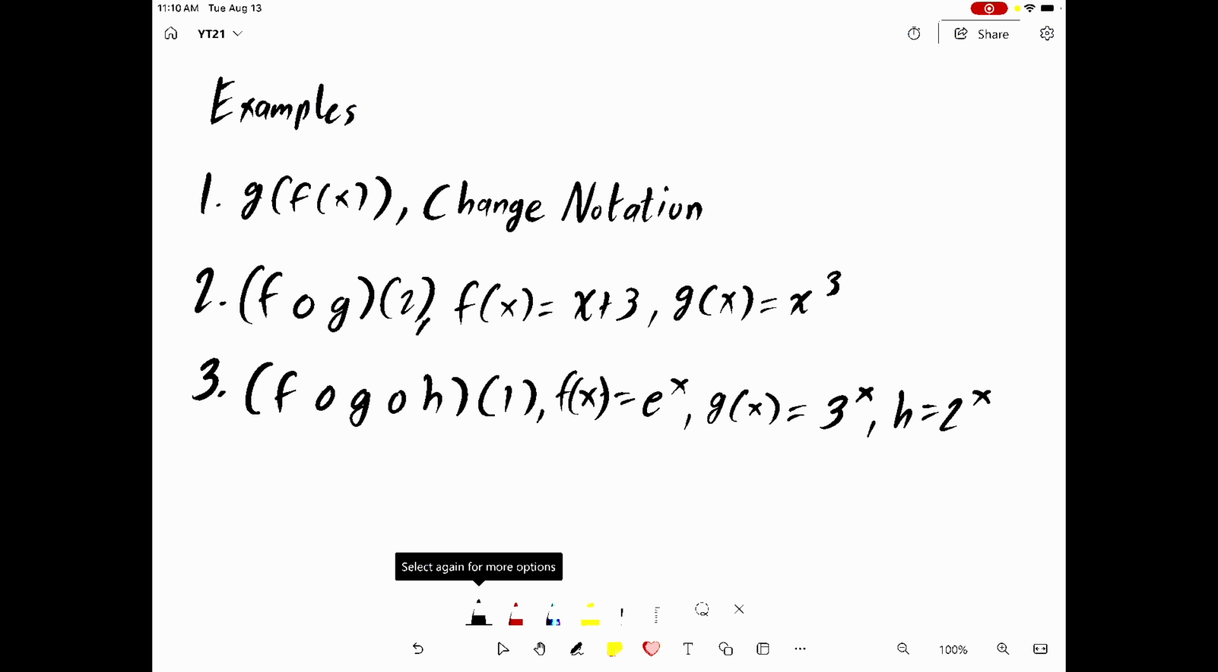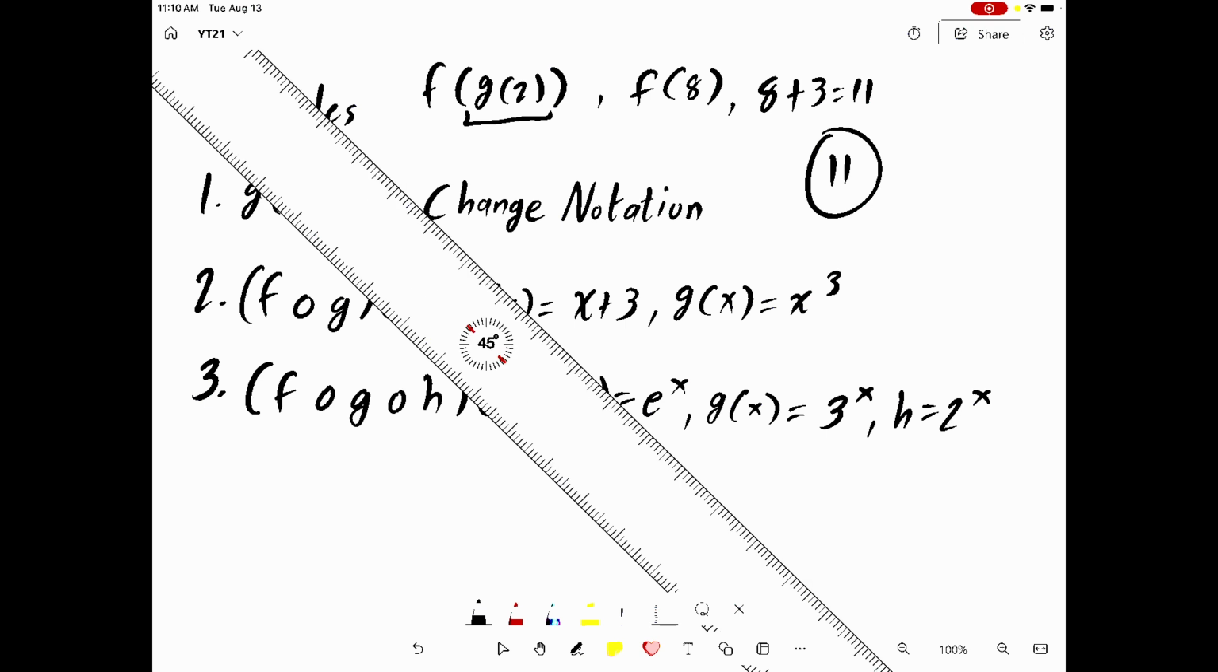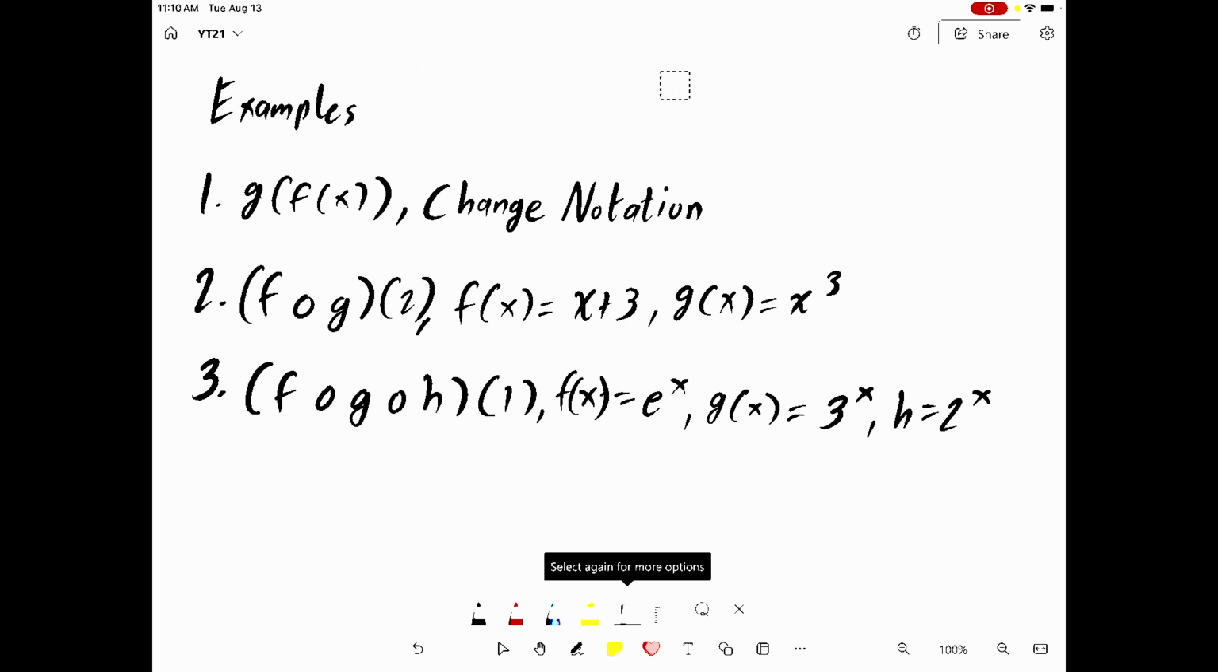Alright, we can start with turning this back into this notation, which is f of g of 2. So if we evaluate g of 2 first, 2 cubed is 8. So this becomes f of 8. After that, what we have to do is substitute this into f of x. So that's 8 plus 3, which is equal to 11. That's our answer.